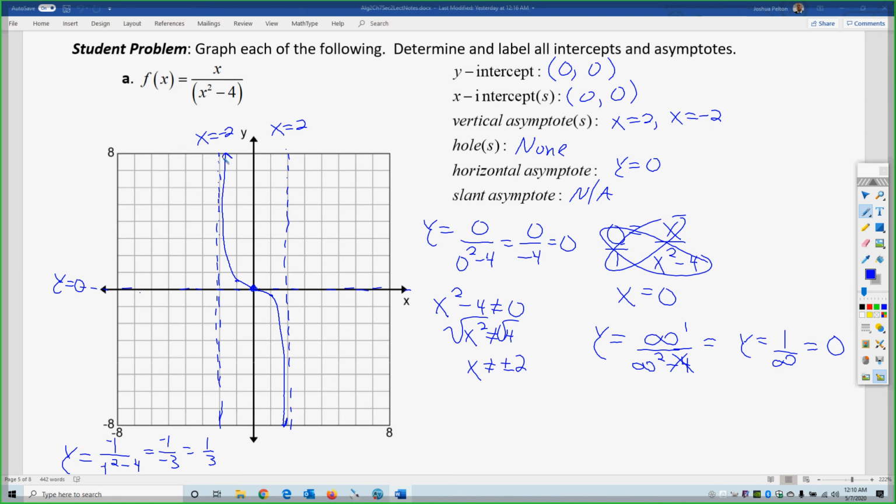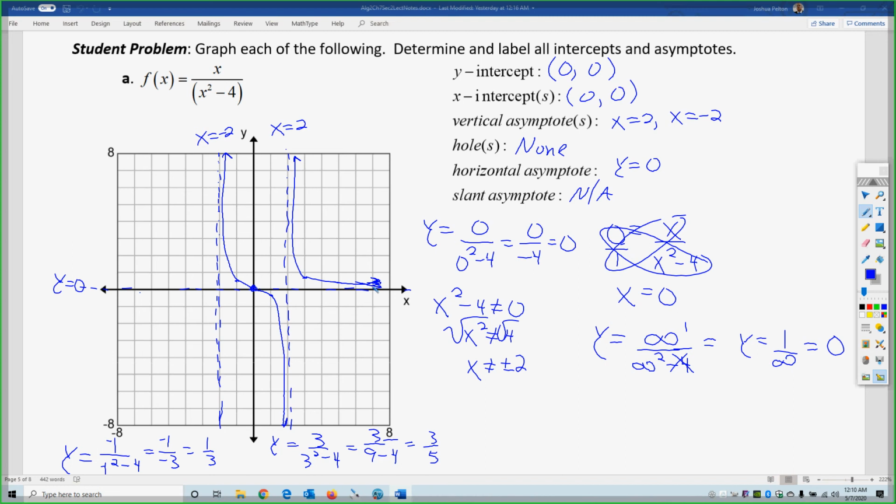Okay, so on the other two sections, we need something greater than 2 and less than negative 2. So we'll just do 3 and negative 3. So y equals 3 over 3 squared minus 4. Is this 3 over 9 minus 4? Or what is that, 3/5? Yeah. Okay, so that's a positive value. So I go over to 3 and I go up to 3/5, which is about right there. So that just tells me that it goes like this and like this. It's supposed to slope down towards it.